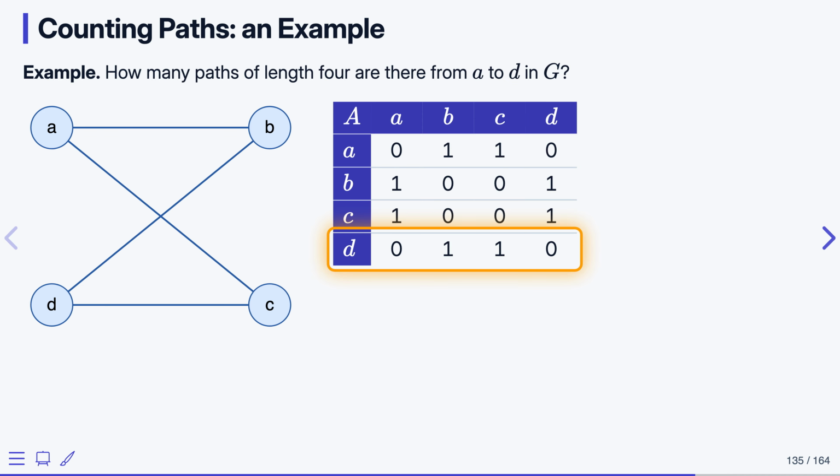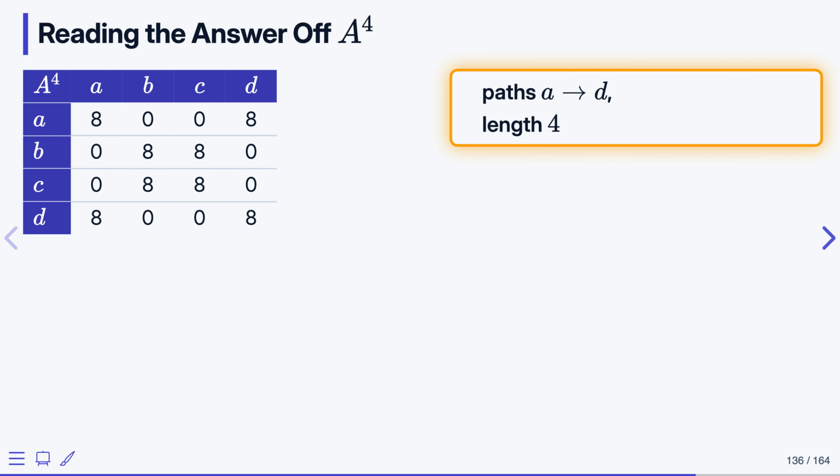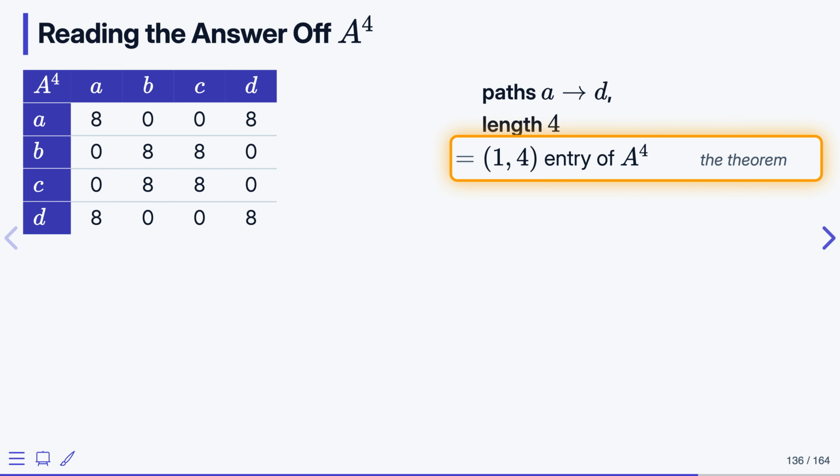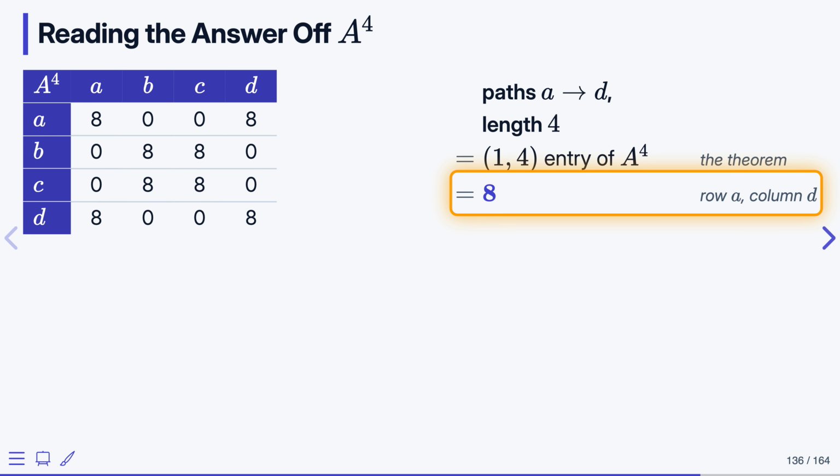Now we raise it to the 4th power. This is A to the 4th power worked out. Line 1. We want the number of paths of length 4 from A to D. Step 1. The theorem says that number is the entry in row I, column J, where I is A and J is D, that is row 1, column 4. Step 2, read it off the grid. Row A, column D, the entry is 8, so there are exactly 8 such paths.